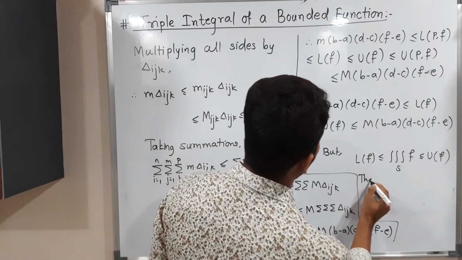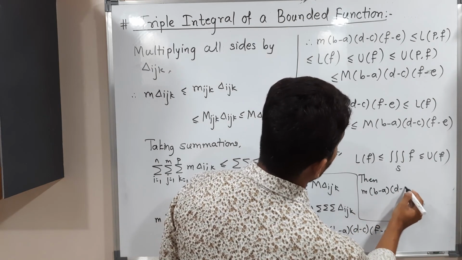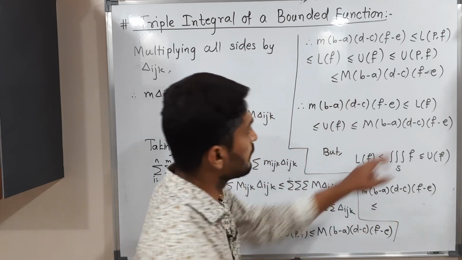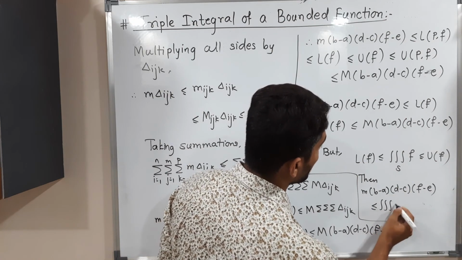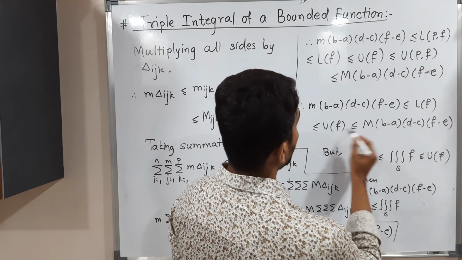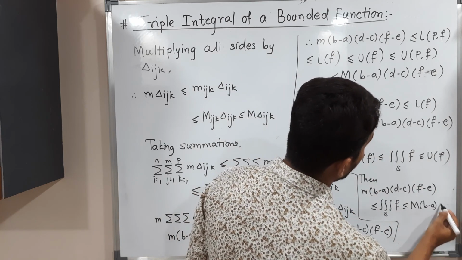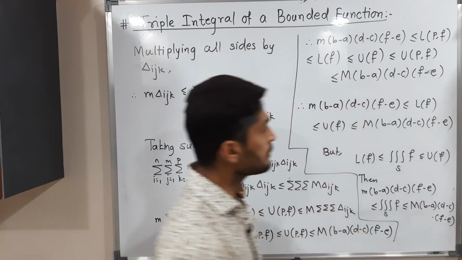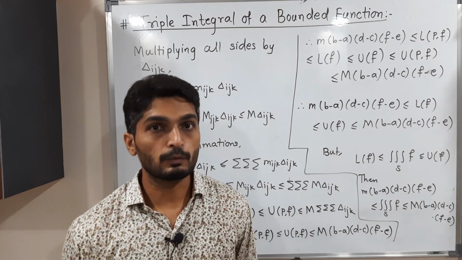Then m times b minus a into d minus c into f minus e is less than or equal to LF, but LF is less than or equal to the actual integral of f over S. The actual integral is less than or equal to UF, and UF is less than or equal to M times b minus a, d minus c into f minus e. So in this way we have actually covered a very important result, the proof of a very important result.